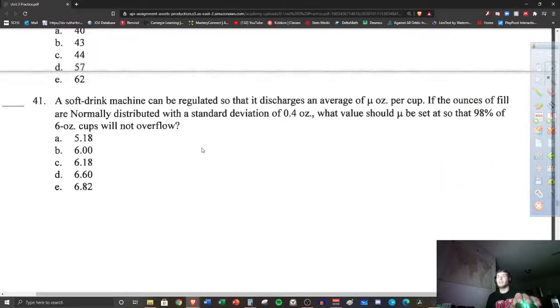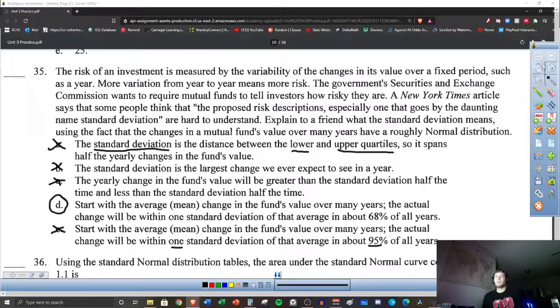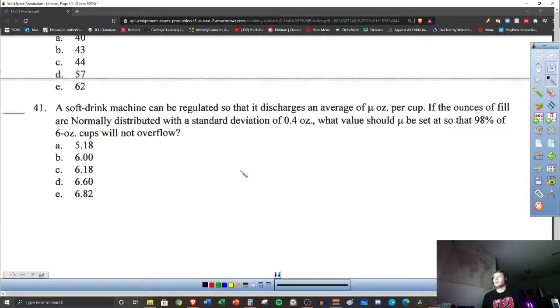So this one is using the idea of a normal distribution. Hold up, there we go. So it says a soft drink machine can be regulated so that it discharges an average of mu ounces per cup. If the ounces of fill are normally distributed with a standard deviation of 0.4 ounces, what value should mu be set at so 98% of the 6-ounce cups will not overflow?